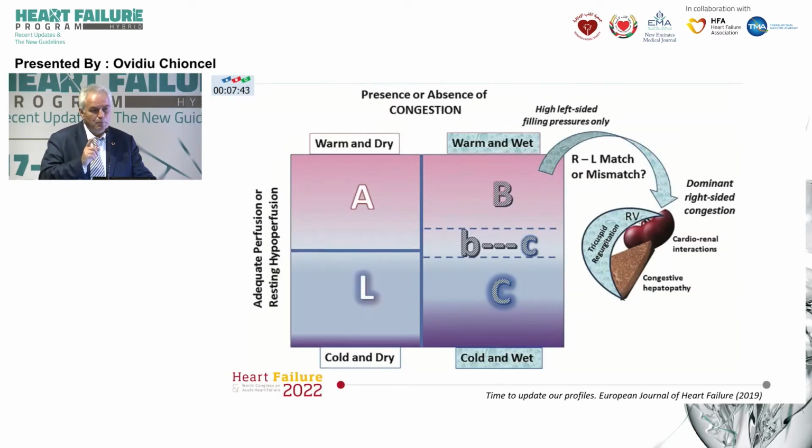One of the major limitations of this classification, the congestion-hypoperfusion classification, is that it is not able to distinguish the pathophysiology of congestion between right and left sided congestion, let's say, in other words, between fluid redistribution or overall fluid overload.